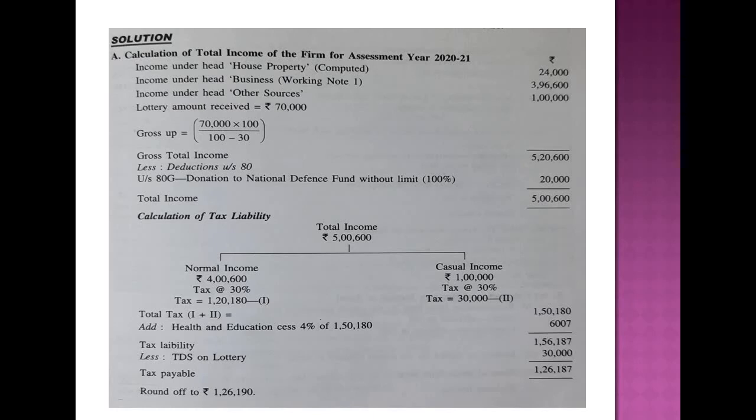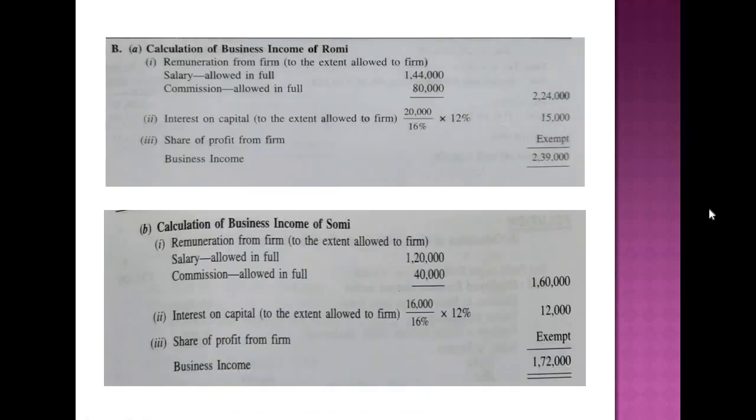Then your tax liability will be 1,56,187. Then you have to less back the TDS on lottery. This TDS on lottery has to be subtracted from the tax liability because it is a tax which has already been deducted at source. Now let us look at the calculation of business income of both the partners.